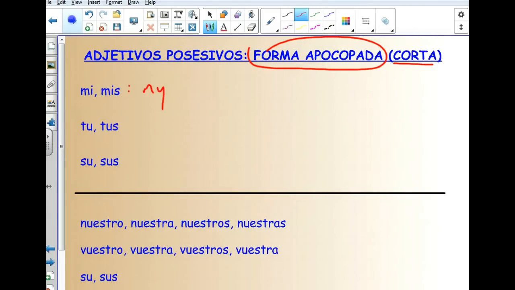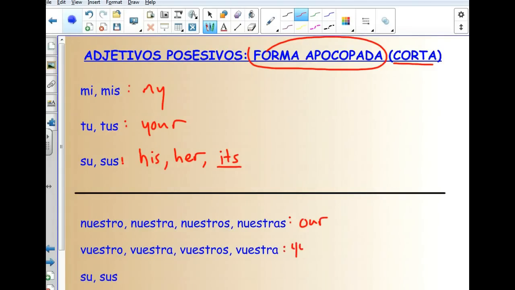Mi and mis means my. Tu and tus means your. Su and sus means his. You mean her as well. And it can also mean its. And these are possessive. Like if you have a dog and he has a toy, es su juguete, its toy. ¿Verdad? Nuestro is the word for our. All of these words mean our.